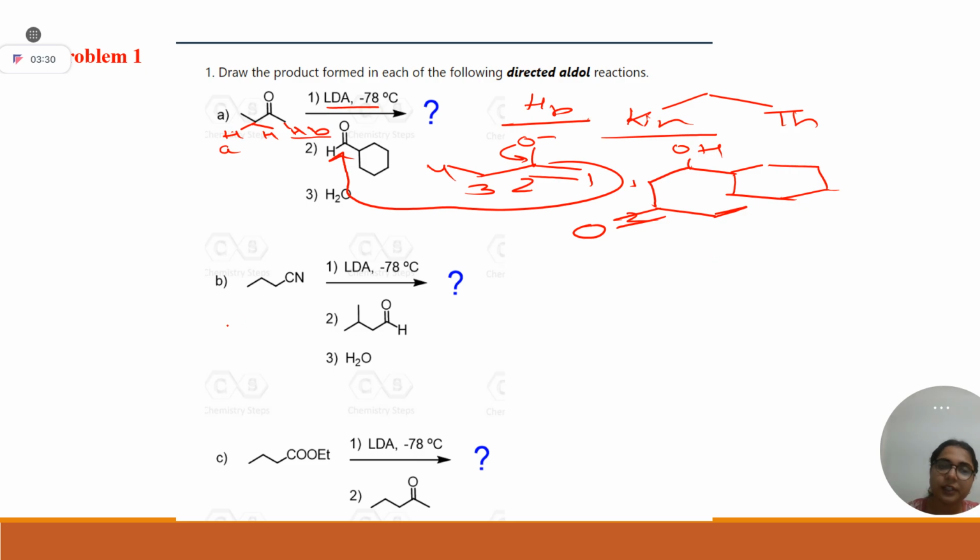So can you do the same in case of B and C? Just tell me, in B, from where will this LDA abstract a proton? Obviously from the carbon next to this nitrile, right? And you just have to attack this aldehyde, and the same with this case, right? So I hope you can solve these questions by yourself. If anyone has a doubt from last class, you may ask, okay?